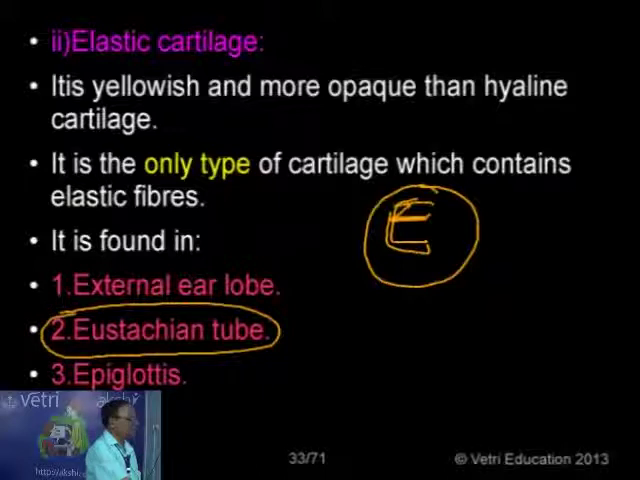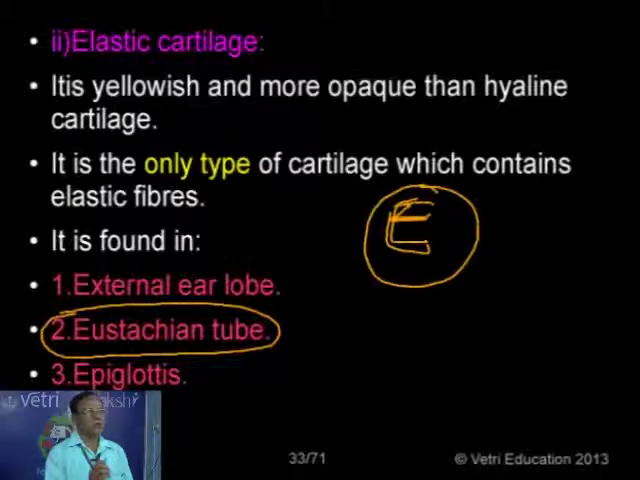A passage connecting the middle ear region to the pharynx, that is called the eustachian tube, meant for equalizing the pressure inside the ear and outside. The pressure is equalized because air swallowed through the pharynx enters the middle ear, keeping the air pressure equal on both sides of the eardrum. That is how you can hear the sound waves. So this type of cartilage is present in three key places: the earlobe, the eustachian tube, and the epiglottis.